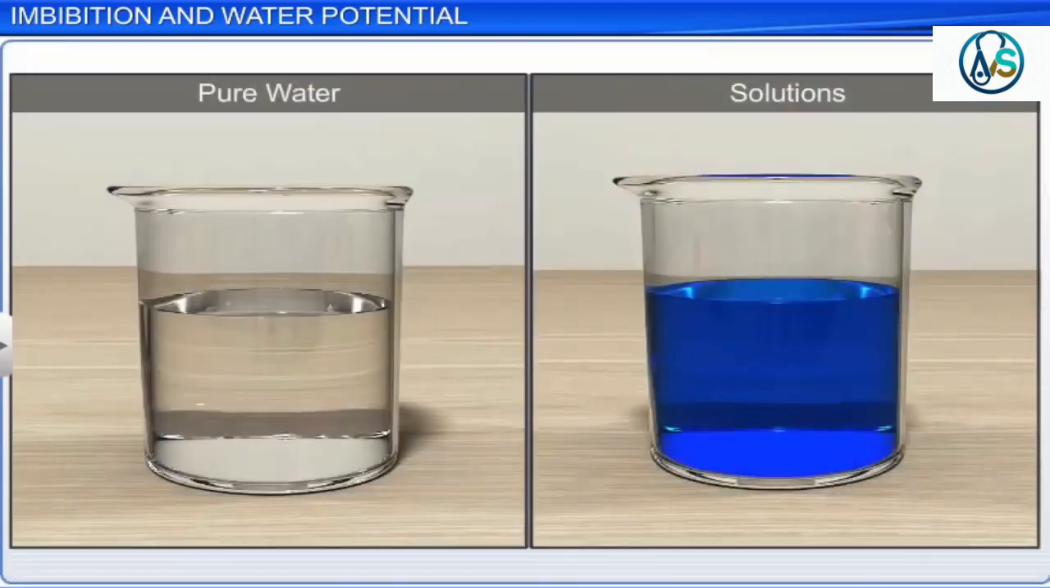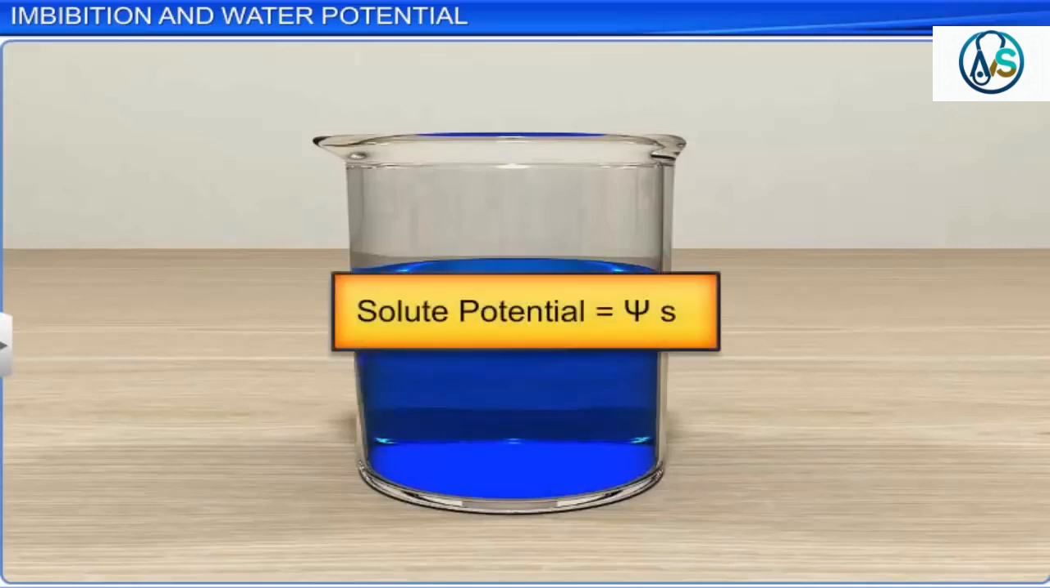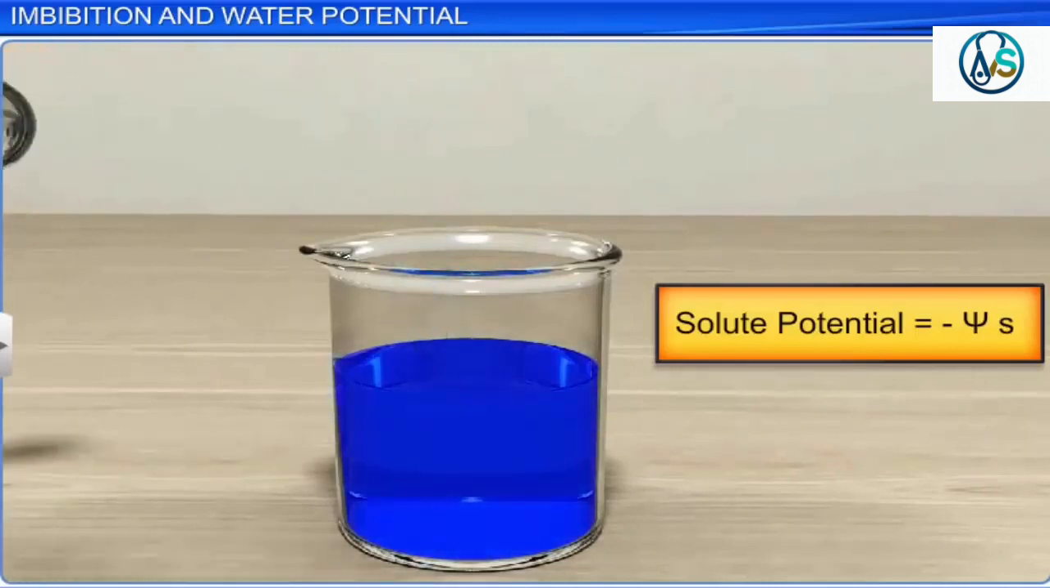Therefore, we can easily conclude that pure water has the greatest possible water potential, whereas the water potential of all solutions is less than that of pure water. The magnitude of the lowering of water potential due to the addition of solutes is called solute potential. Solute potential is represented by the letter psi s, and it is always negative. Solute potential becomes increasingly negative with the addition of solutes.